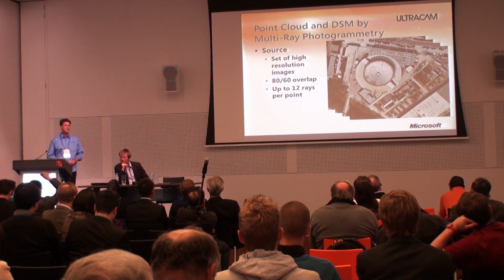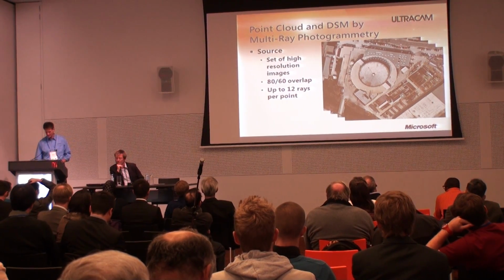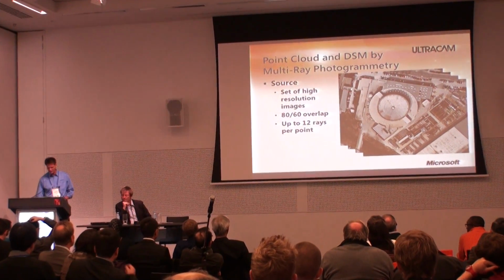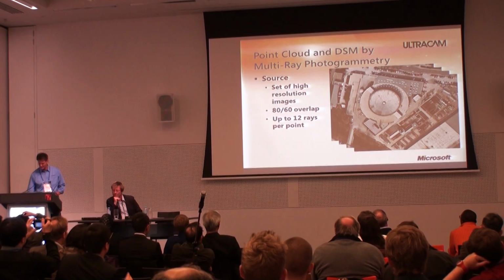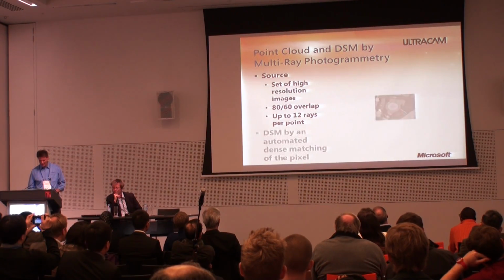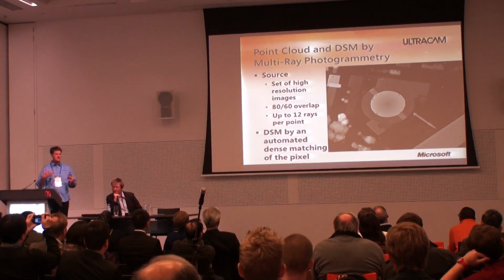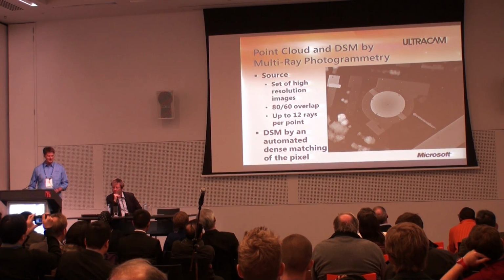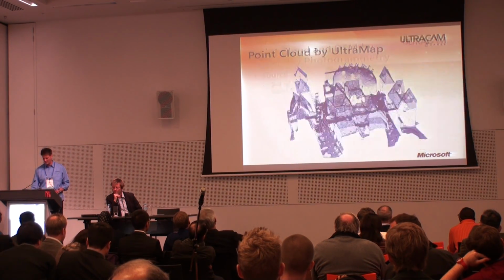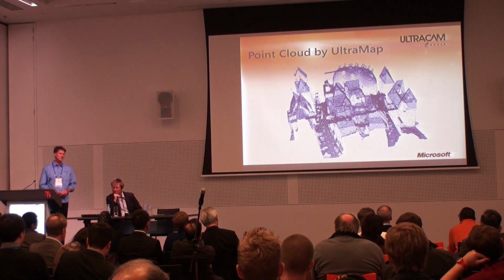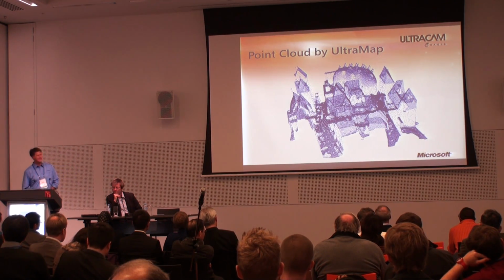It all starts with a set of aerial images. This is a highly overlapping, highly redundant data set of UltraCam images, typically flown in an 80/60 flight. And then we do a dense matching pixel by pixel, and as a result we are getting a high resolution data set, a high resolution point cloud. And this slide shows the point cloud that we are achieving out of such a dense matching approach by UltraMap.